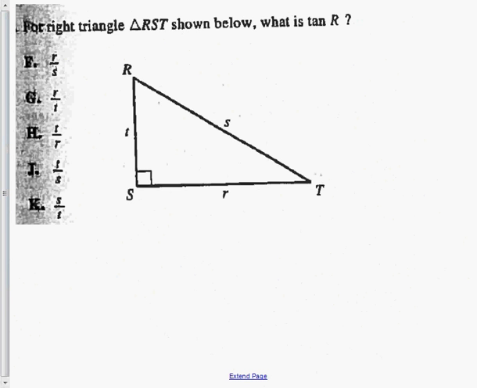Thank you. For the right triangle RST shown below, what is tan R? What is tan of R? So the tan was the what divided by the who. You remember that? Tangent.